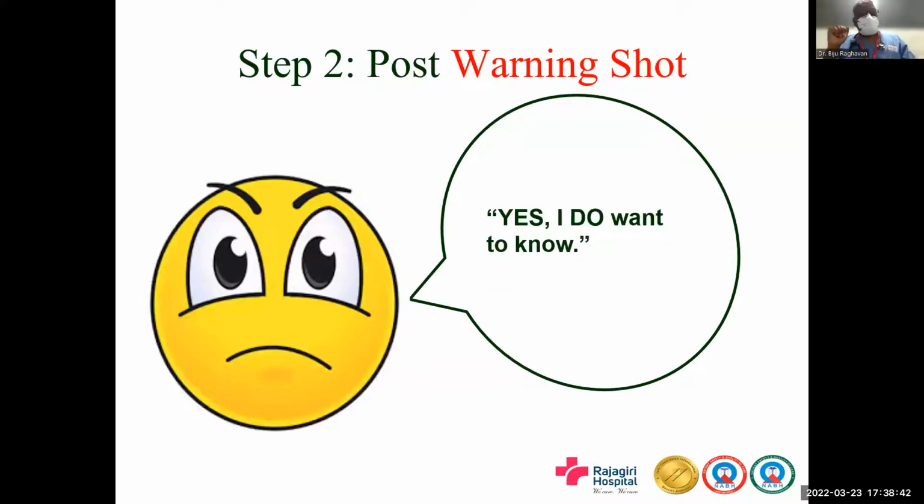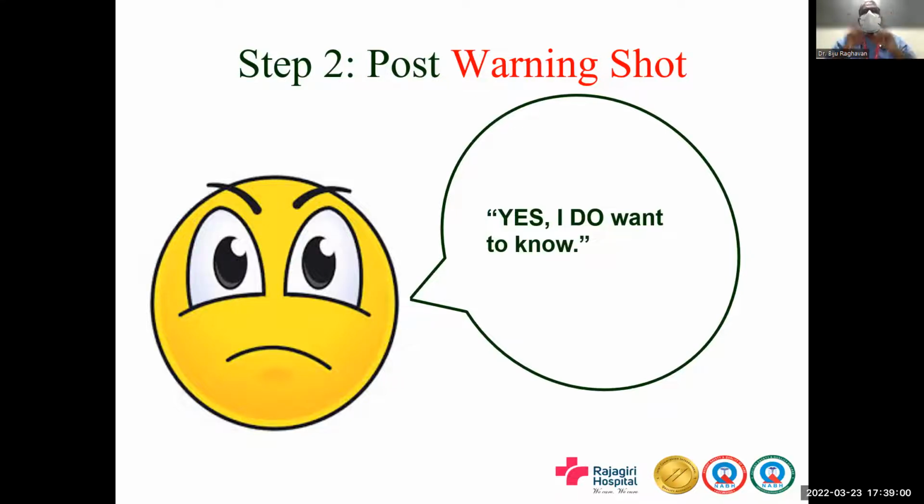However, if you see body language like this, eye contact, no confusion, and the patient says, yes, I do want to know. Even if the patient is not saying something specifically, if the patient makes eye contact and looks at you steadily, that means the patient wants to know.